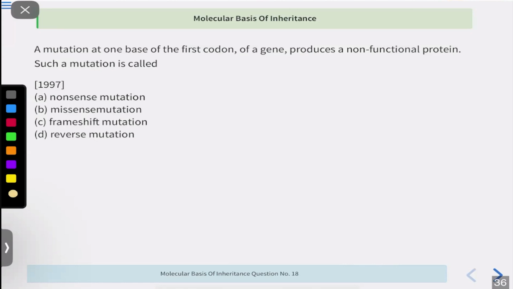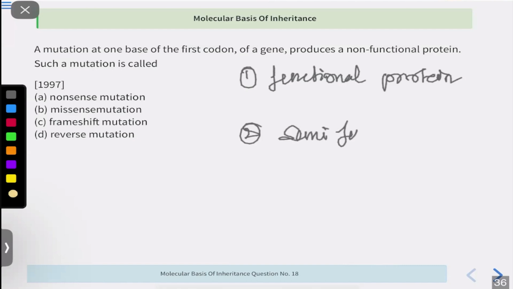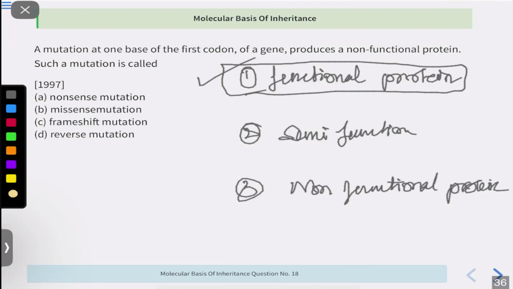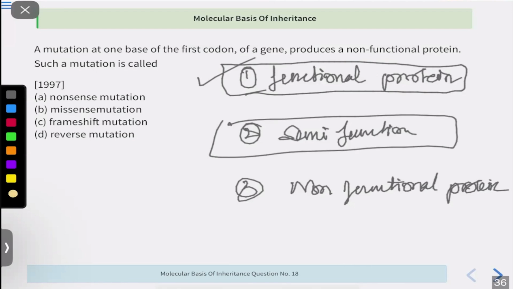Okay. So, a mutation can produce either a completely similar or functional protein, a semi-functional protein, like it performs a little bit of function, or a non-functional protein. If it produces the functional protein as in all, it cannot be detected as a mutation. So we don't bother about this. If it produces a semi-functional protein, then it might be a missense mutation. But if it produces a non-functional protein, if it leads to termination, then it's called a nonsense mutation. Okay.